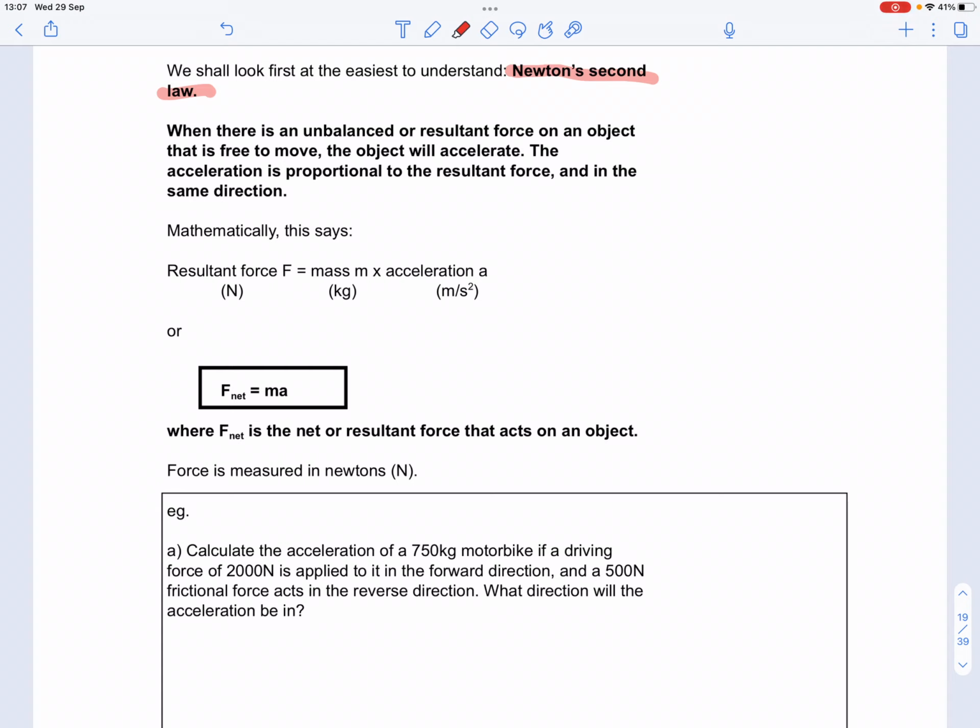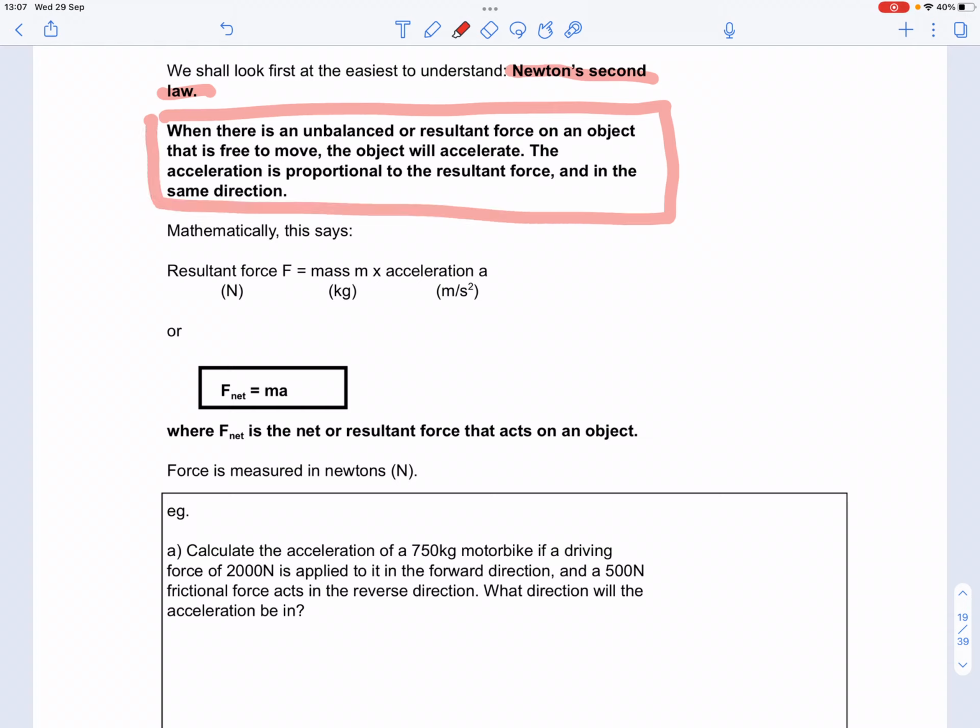So a statement of Newton's second law is here and states as follows: where there is an unbalanced or resultant force on the object that is free to move, the object will accelerate, it will change its velocity. The acceleration is proportional to the resultant force and in the same direction. So let's unpack that a little bit.